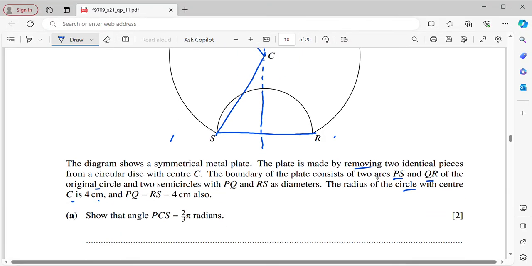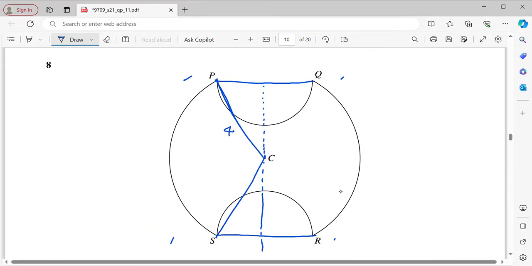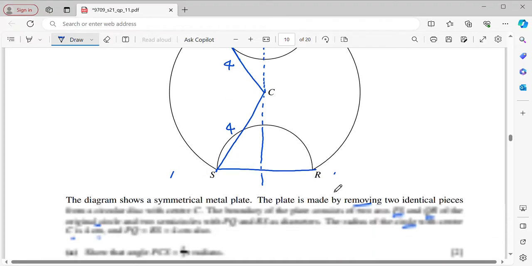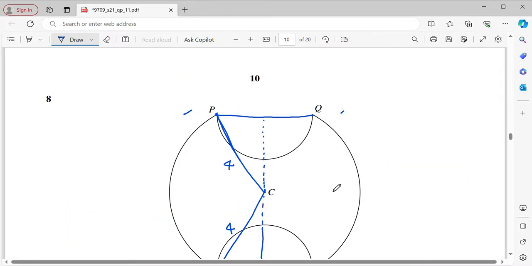Now the radius of the circle with center C is 4. That means here is going to be 4. This is 4. Then the PQ and RS is 4. So if PQ and RS is 4, since this is the diameter, that means here is 2, up to here is 2. This is another 2.